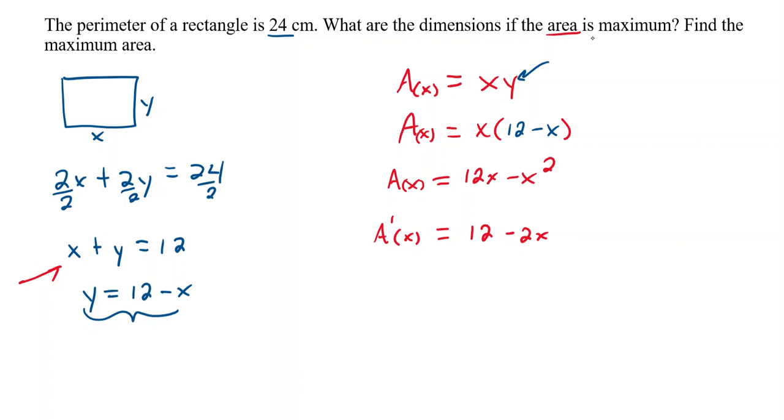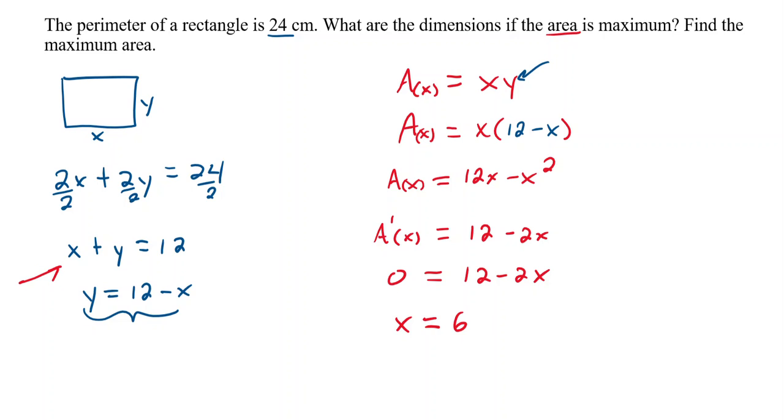So if we're going to maximize this area, then what we want is to have our derivative equal to 0. That's where our slope is 0, right? That's going to be our vertex if you graph this thing out. So 0 is equal to 12 minus 2x. And then some straightforward algebra, sorry, here we get x is equal to 6.